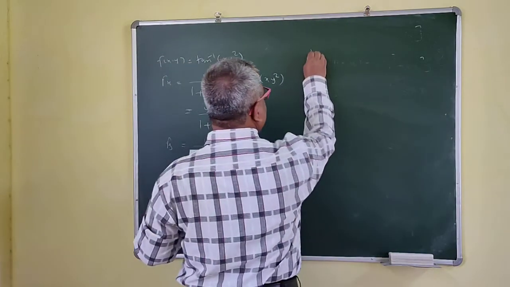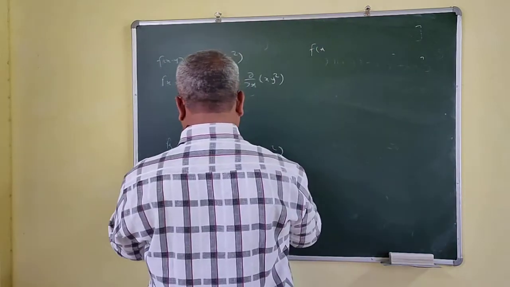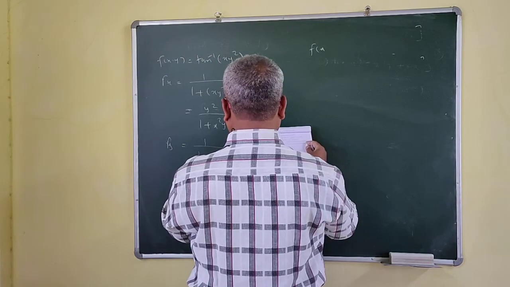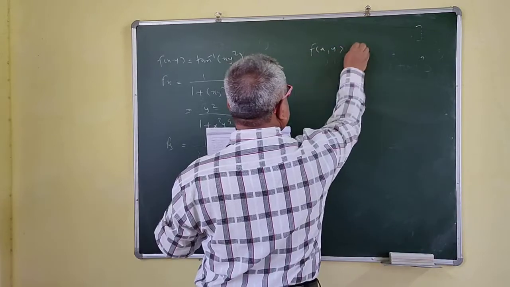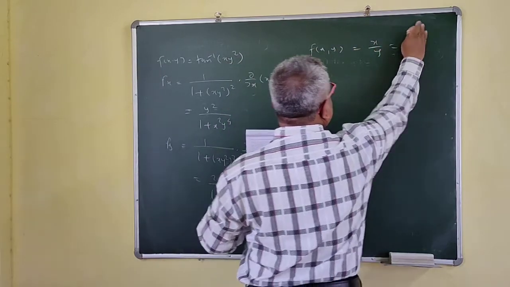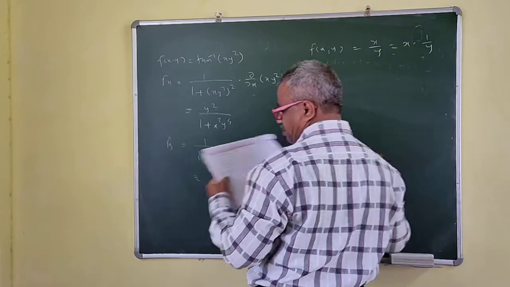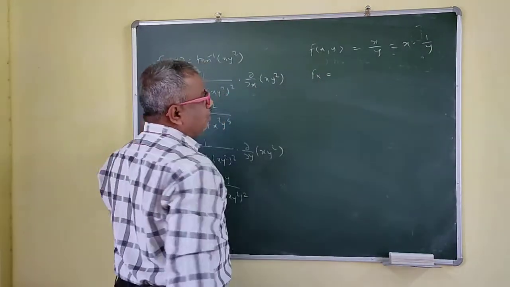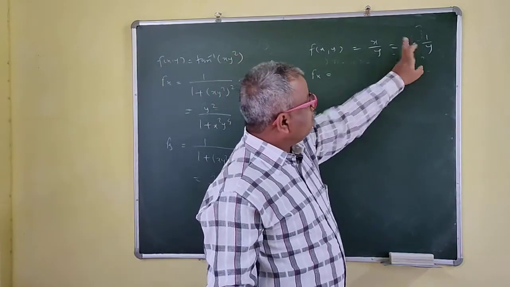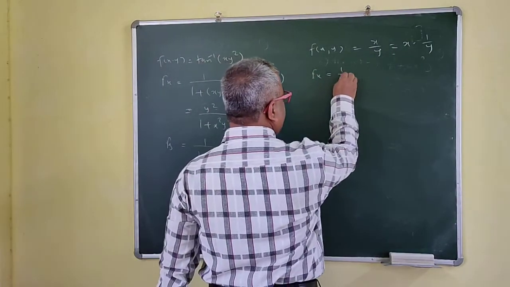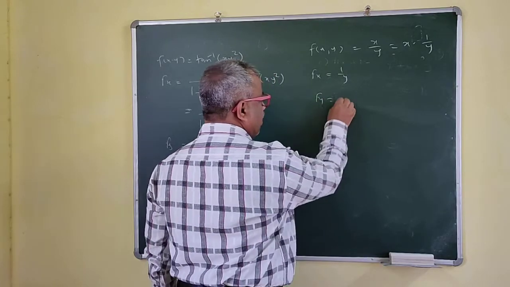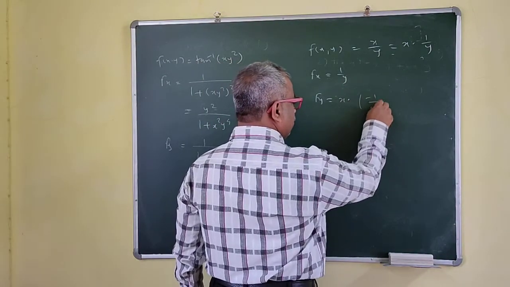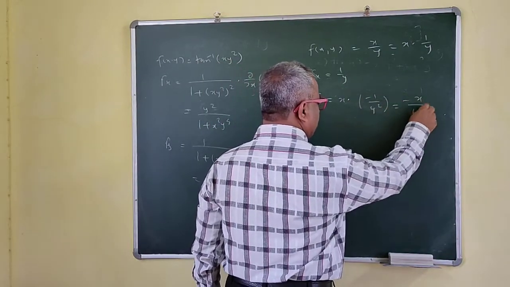Next, f of xy is equal to x upon y. I can write this x upon y as x into 1 upon y. So we'll write the derivative now. Fx: you are differentiating with respect to x. The derivative of x is 1, so this is 1 by y as it is. Fy: x will be as it is, the derivative of 1 by y is minus 1 by y square. So this is minus x upon y square.